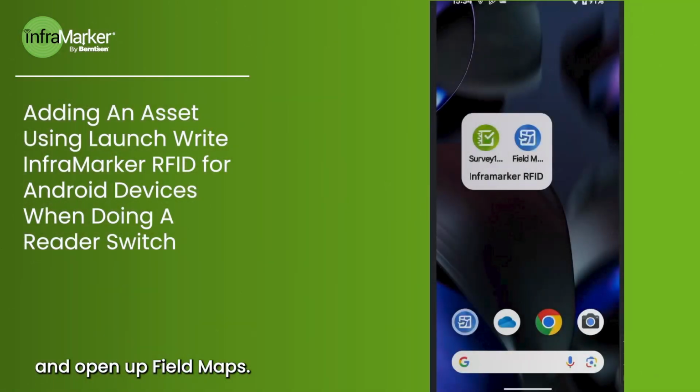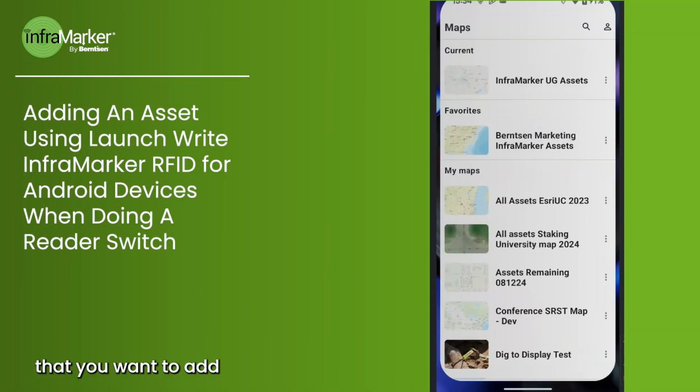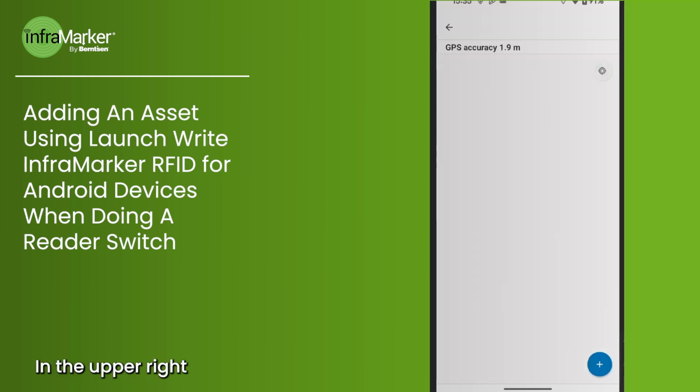I'm going to go ahead and open up Field Maps. I'm going to press on the map that you want to add the asset to. In the upper right-hand corner of the map, you see the crosshairs. By pressing on it, you will fill in that circle with a dot that will center the map on your location. On the bottom right-hand corner of the screen, you want to press on the plus mark.